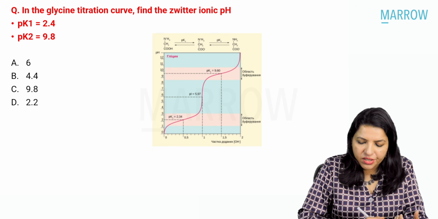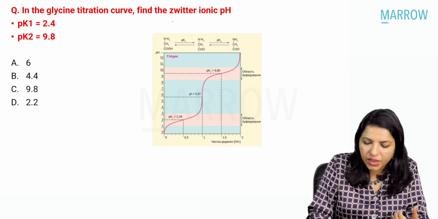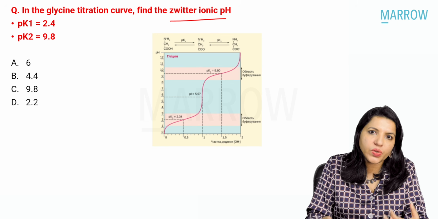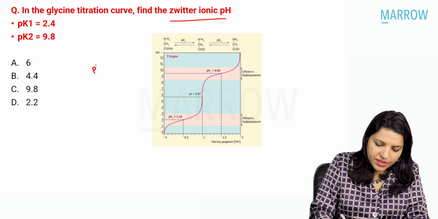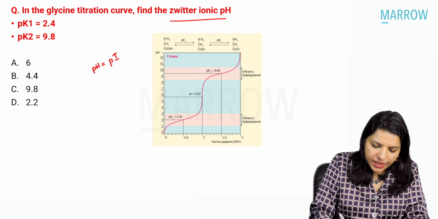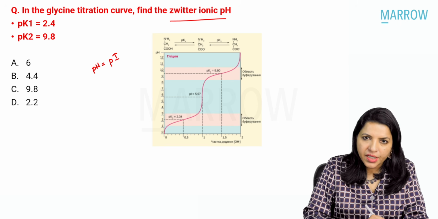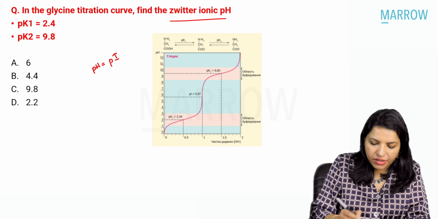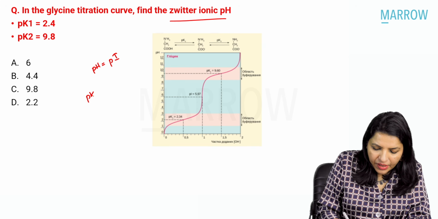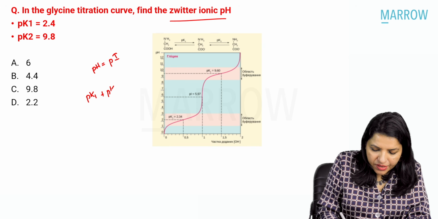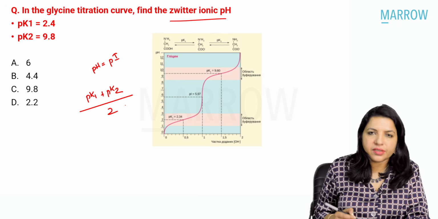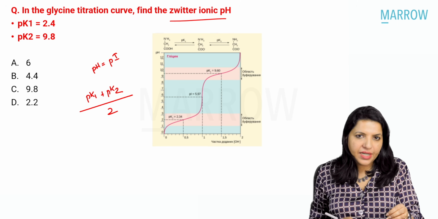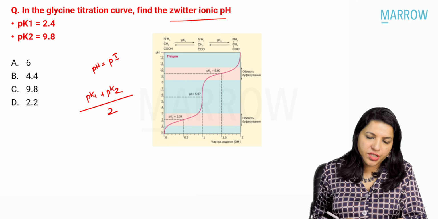Now, in this titration curve, what is asked is the Zwitter ionic pH. What is the pH at which any compound exists as a Zwitter ion or ampholyte? It is the pH which is called the isoelectric point. Right. Now, how can you calculate the isoelectric point? The isoelectric point is calculated as the average of the ionization constants, like this. So the average of the 2 ionization constants, we call it the isoelectric point.